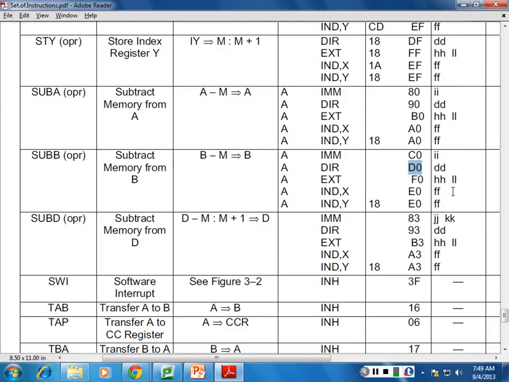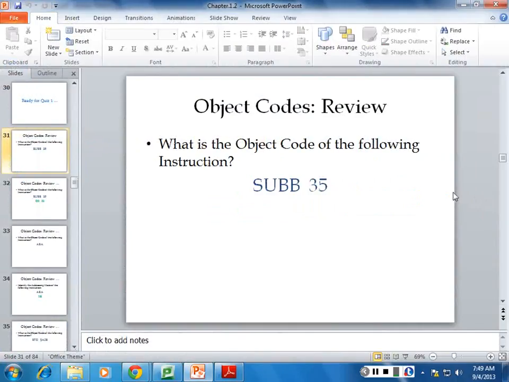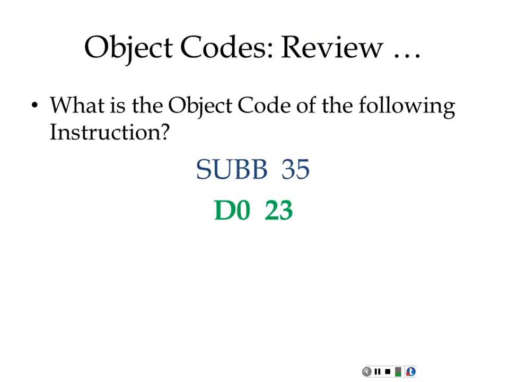So if I go back to that slide, let's check what we are writing. Now we know that since the addressing mode is direct, the opcode is going to be D0. Let's go back. Okay, here. So this green one is your answer. This is the object code of the instruction.